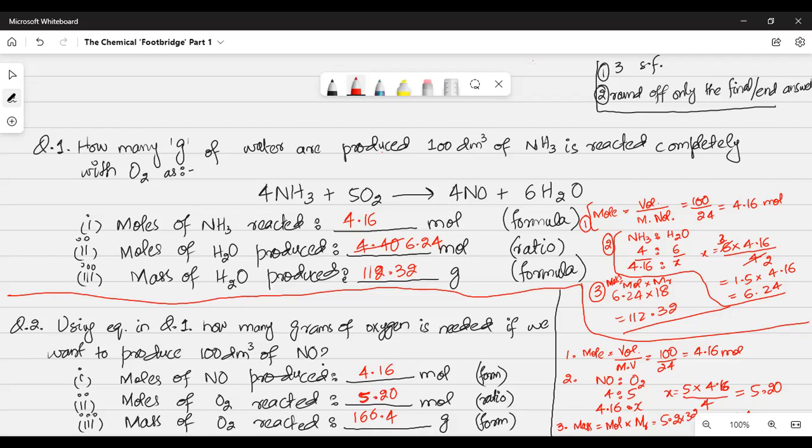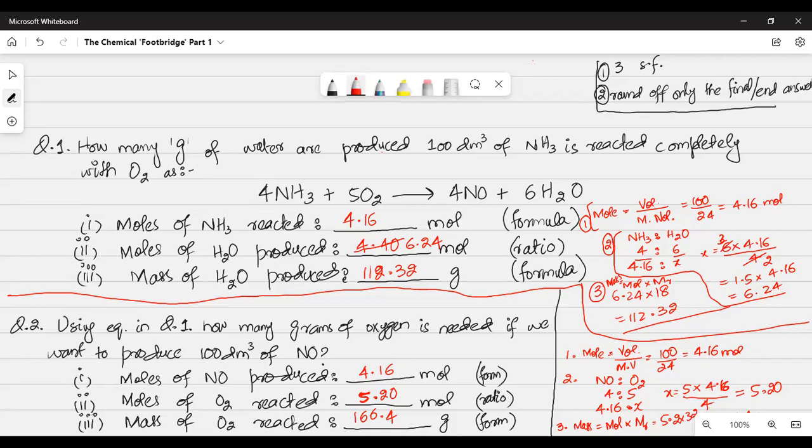Okay, so, yes sir. How many grams of water are produced if 100 decimeter cube of ammonia is reacted completely with oxygen according to this equation? Now, the equation has already been written and is balanced for you. Also, the steps are mentioned, what you need to find out at every step. Step one, step two, step three have already been given to you in the form of directions.